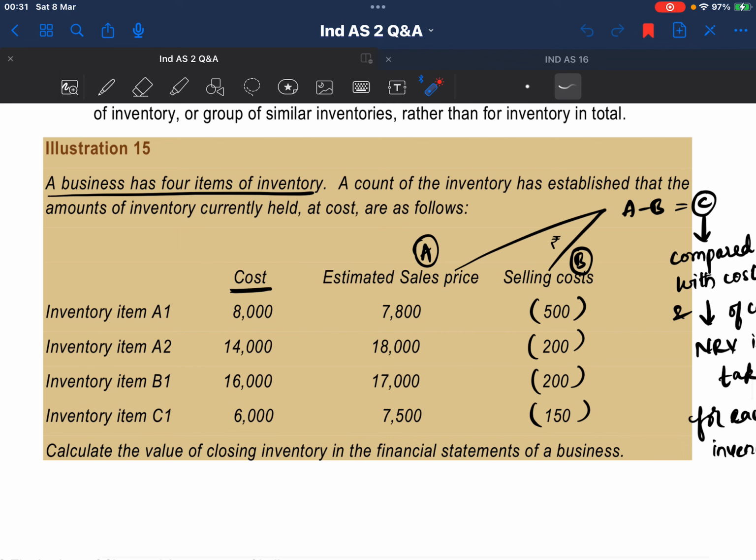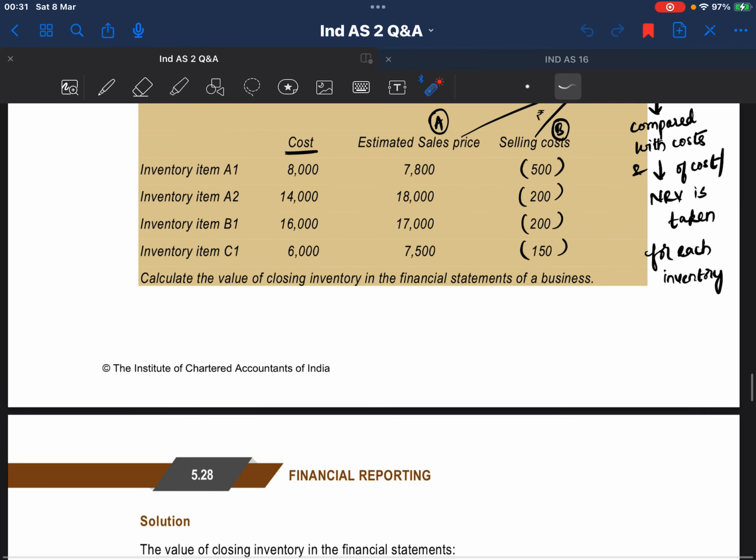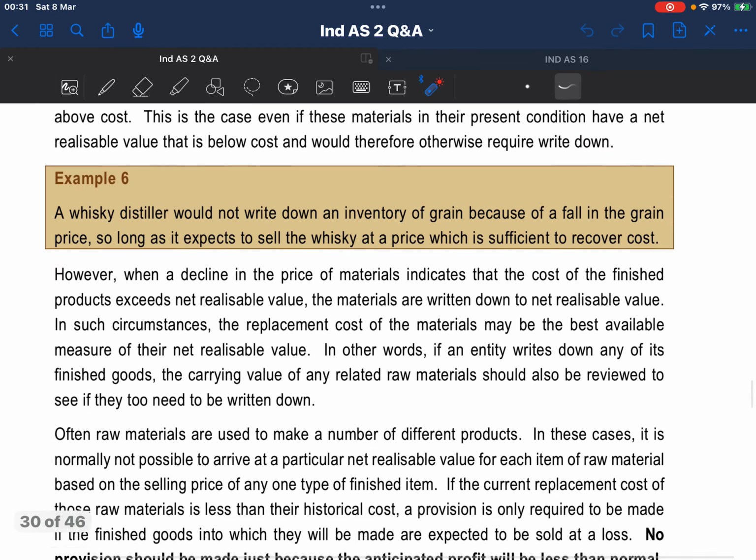Question 15. This is very simple. A business has 4 items of inventory. The cost is given, estimated selling price and estimated cost are given. We take estimated selling price minus estimated cost, the net amount, compared with cost, and the lower of cost or NRV is taken for each inventory, and the total is taken.